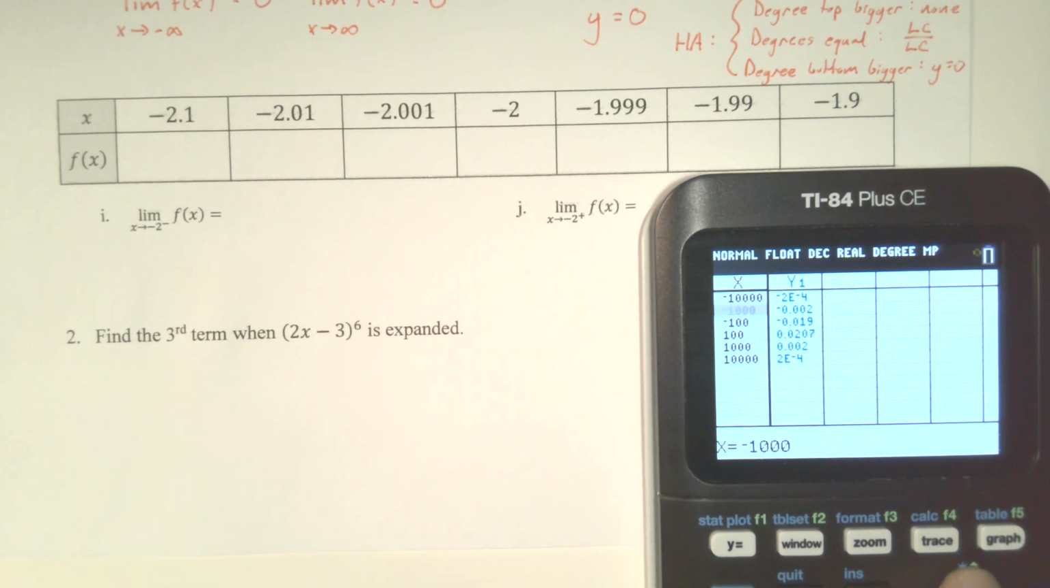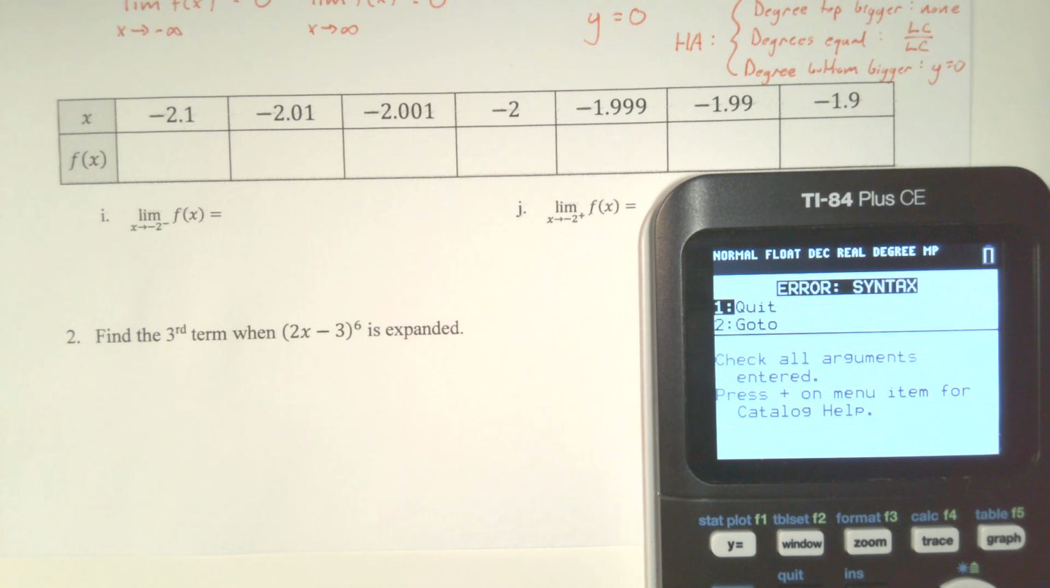But what I'm going to do to clear this out is delete, delete, delete, delete, delete, delete. And instead, I'm going to type in these other values. So starting from the left, I have -2.1. Then I have -2.01. Then I have -2.001.